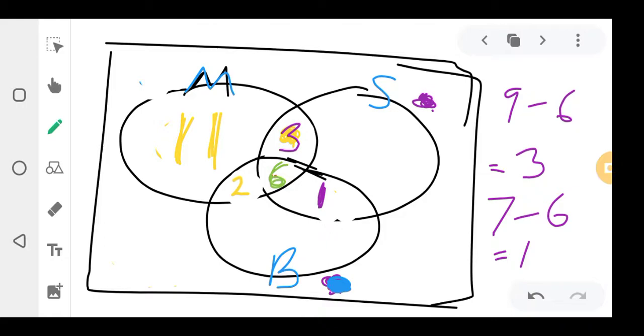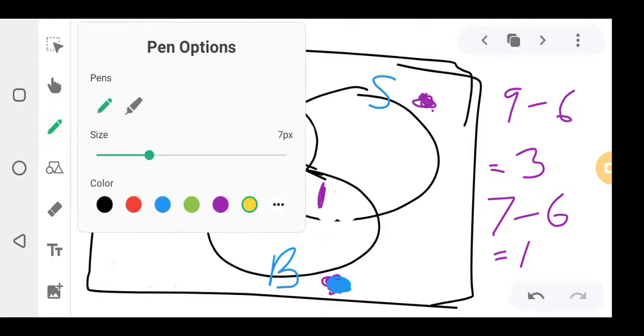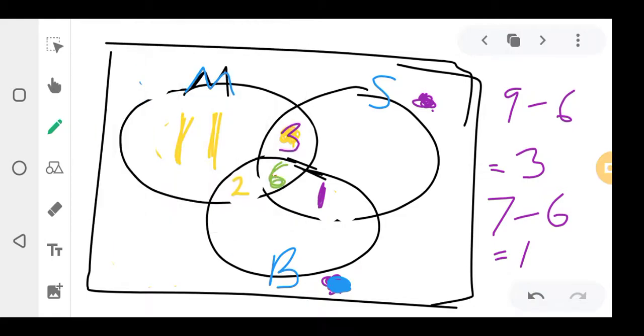But if they said how many took mathematics, it's the whole circle. All these ones took mathematics. So it is 11 plus these 3 here plus 6 plus 2. But if they said mathematics only, you do not pick 3, 6, and 2. You only pick 11, this one. You only pick the one that is not in the circle, the one that is separate from these circles here.